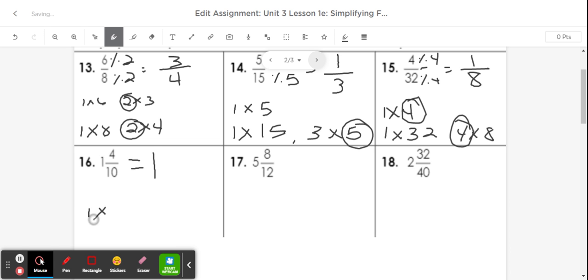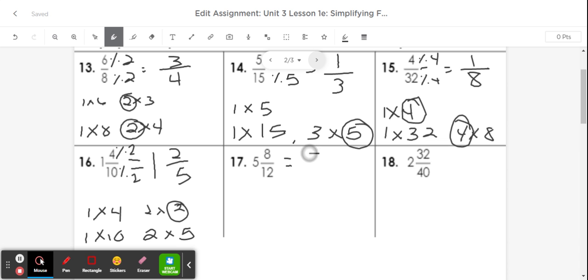Now, 1 times 4 or 2 times 2. 1 times 10 or 2 times 5. Okay, so 2 is our biggest. Divide by 2, divide by 2. 4 divided by 2 is 2. 10 divided by 2 is 5. So this stays 1 and 2/5 in its simplest.